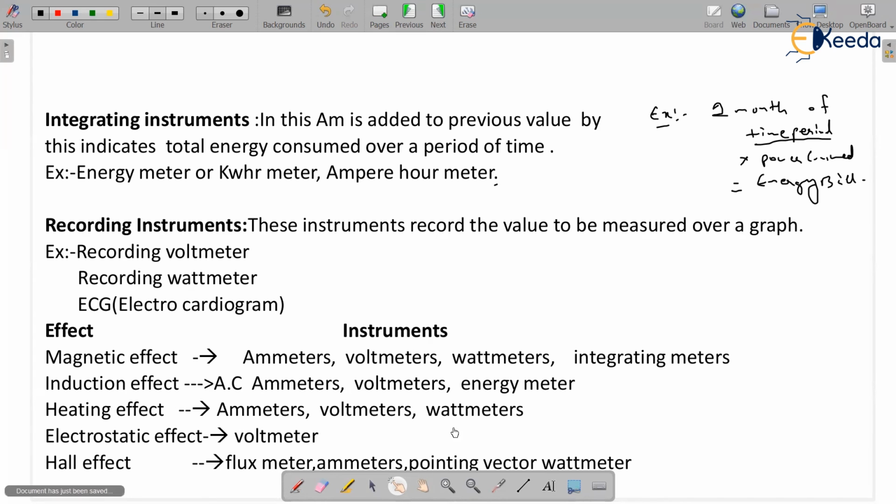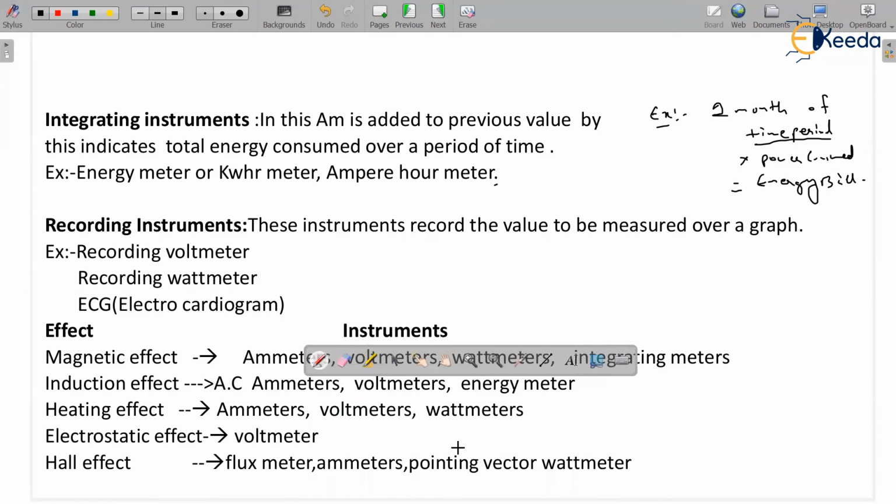Among all, from the examination point of view, this is very, very important. This Hall effect is asked in many competitive exams. So Hall effect: fluxmeter, ammeters, Poynting vector wattmeter is very, very important.